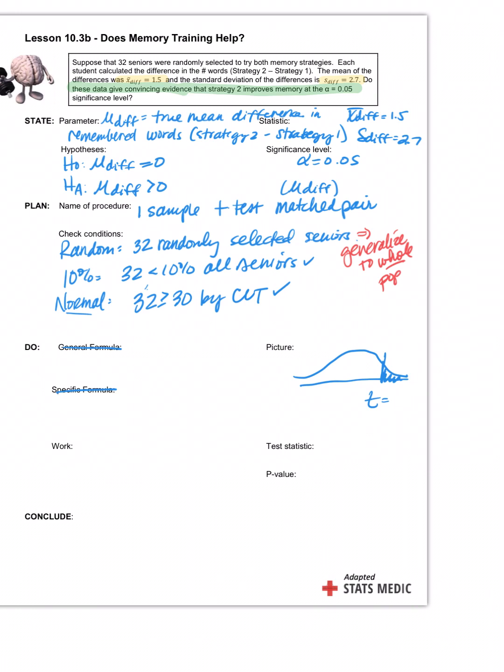So what am I writing for my work? I'm going to write out what I'm inputting in my calculator. The mean difference was 1.5, the S, 2.7. The sample size was 32. And degrees of freedom would be then what? 31. All right, in my calculator, I'm just going to use t-test. I think it's number 2. Yeah, so it's number 2, t-test. And let's put this in.